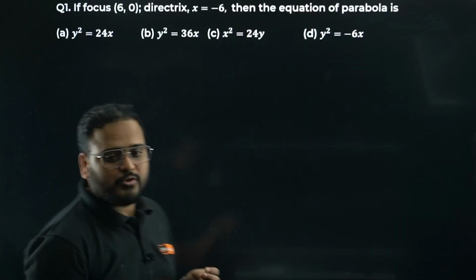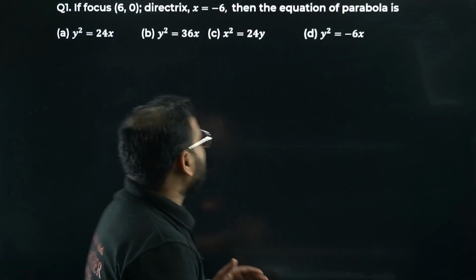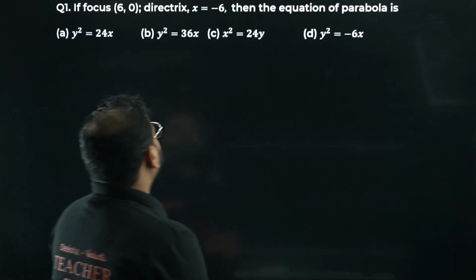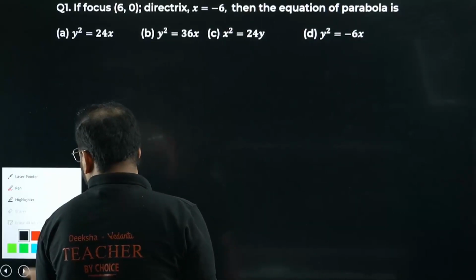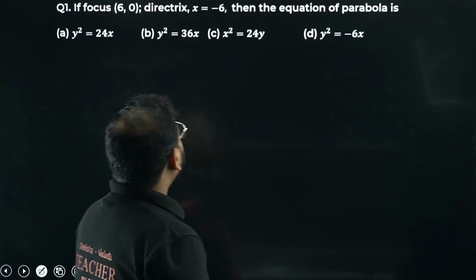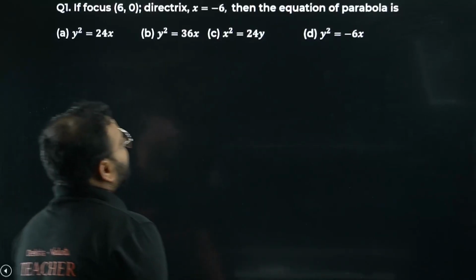This is done, sir. Now we have some questions to solve. Let's solve quickly and move on. First question: if the focus is (6, 0) and the directrix is x equals minus 6, then the equation of the parabola is how much?